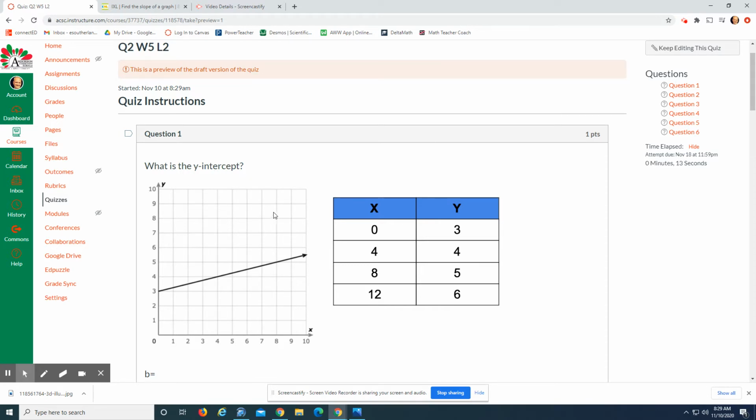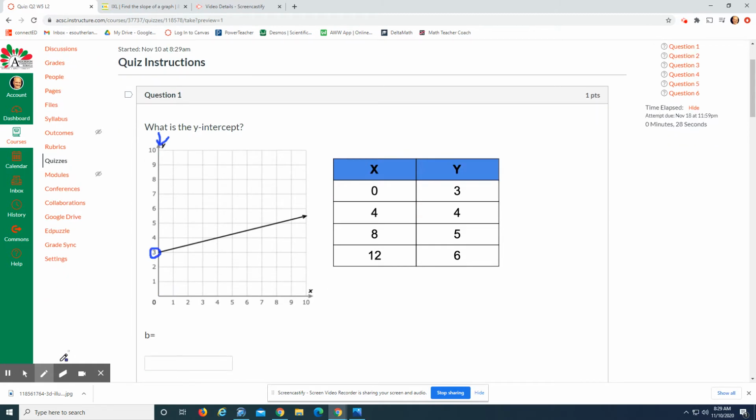And so the first thing I want to point out is that the y-intercept is going to be found on this axis. It's called the y-intercept because that's where it crosses the y-axis at. And we can see that it crosses at 3, and it's a positive 3. So when we go down here to the answer, we're just going to type in 3. Now, what's interesting is this is how you would find it on a graph.